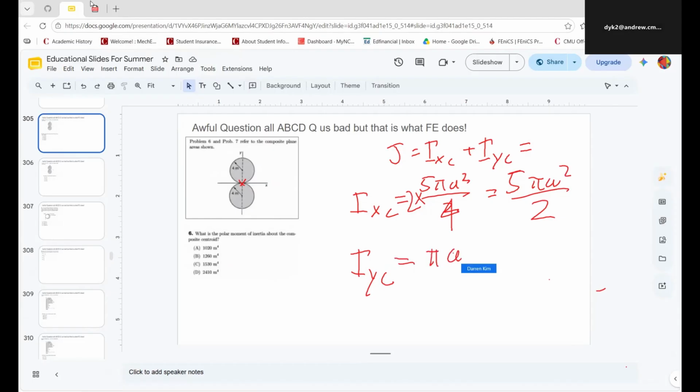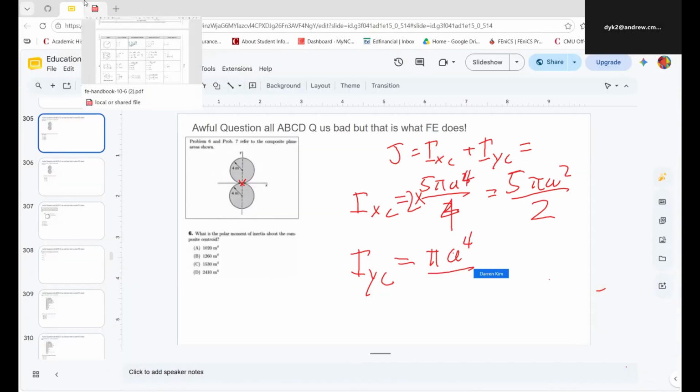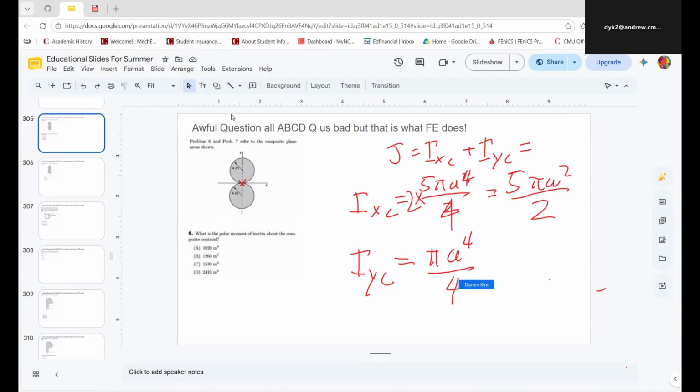It should be to the fourth, isn't it? Yeah, it's 4. Sorry, this is to the 4, and then this over here is 4. So it's 5 pi r squared divided by 2 plus pi a to the 4 divided by 4 equals J. If you do that, you should get the answer, I think.